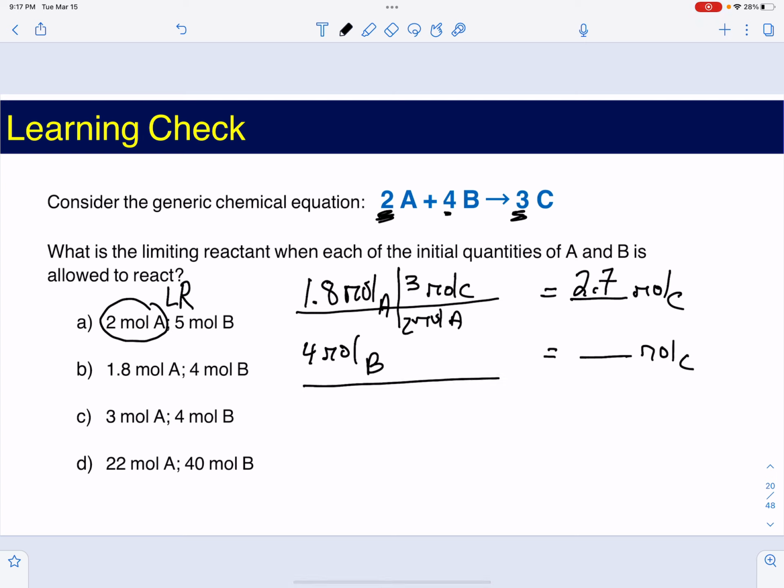So what happens if we use the other reactant 100%? You don't want the moles of B because you want the moles of C, and there's 3 moles of C for every 4 moles of B. 4 times 3 is 12. 12 divided by 4 is 3. So as you can see, using up all of A is going to produce the smaller amount. So A is my limiting reactant.